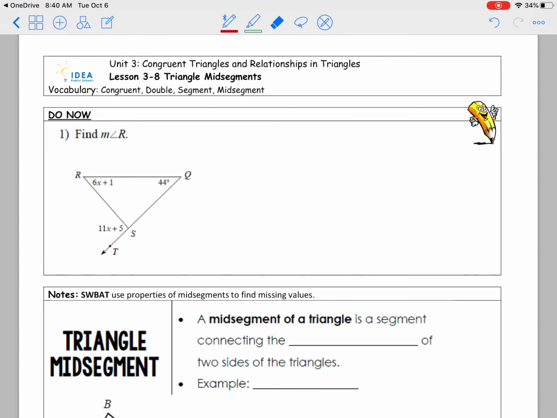Hello students, in this video we will be reviewing the lesson 3-8 triangle mid-segments. Let's begin with the do now problem. Find the measurement of angle R.